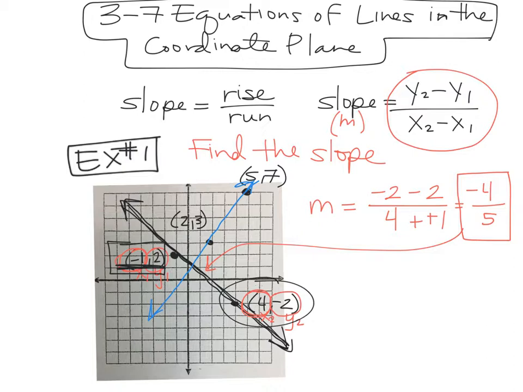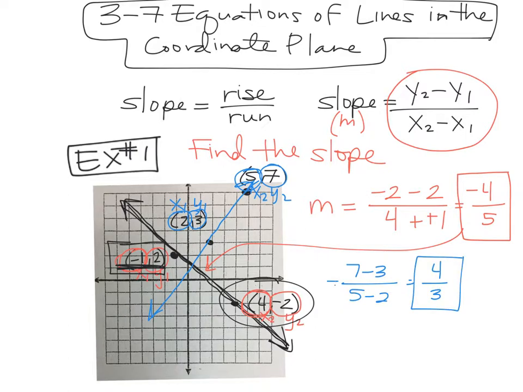All right, what'd you get? 4 over 3. Did you get it? Yeah, 4 over 3. Okay, so if you do, this is x1, y1, and this is x2, y2. We're going to do y2 minus y1, so 7 minus 3. x2 minus x1, 5 minus 2, so 4 over 3.